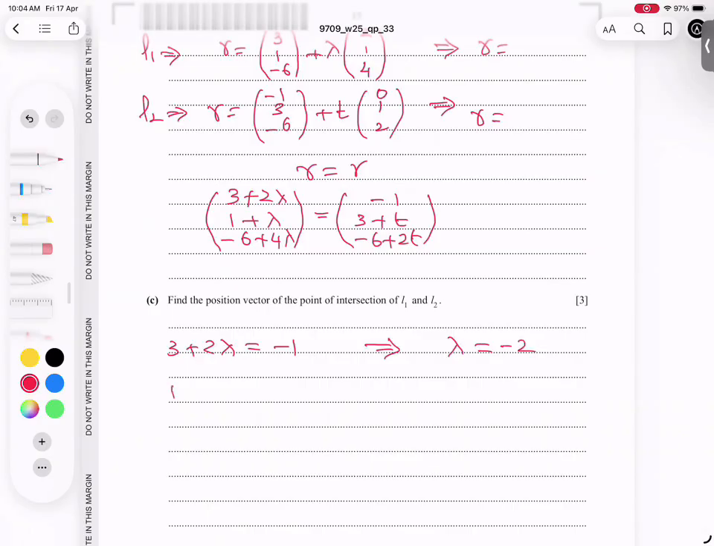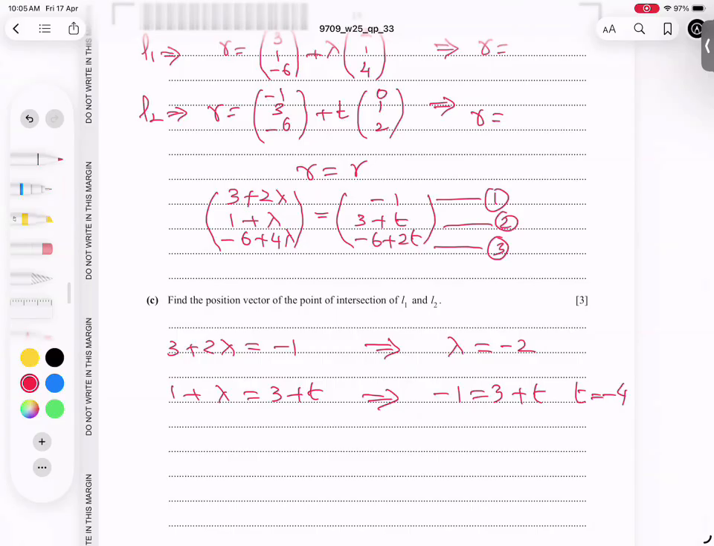Second equation: 1 plus lambda equals 3 plus t. If I put the lambda value in this equation, we get negative 1 equals 3 plus t, so t becomes negative 4. So I got the values. Look, I have used the first equation and the second equation; the third equation is unused.